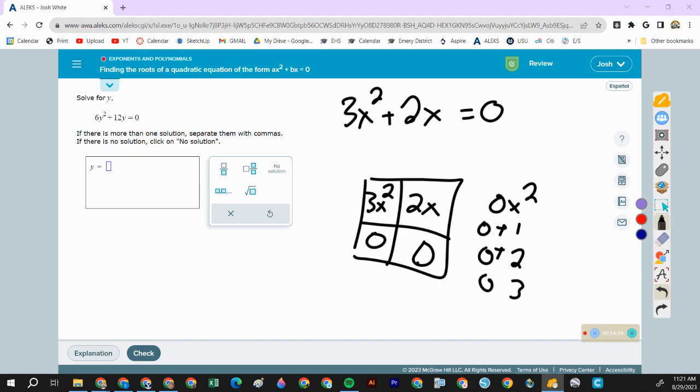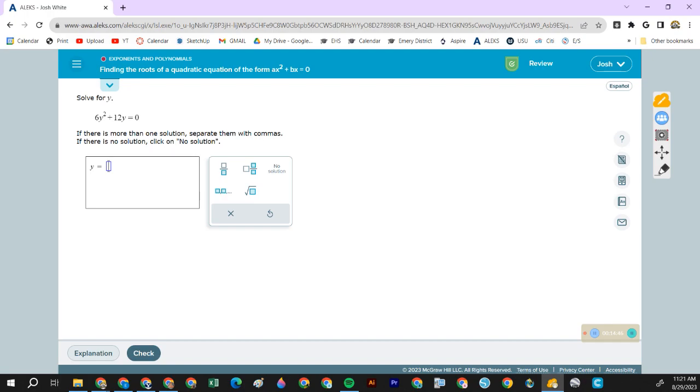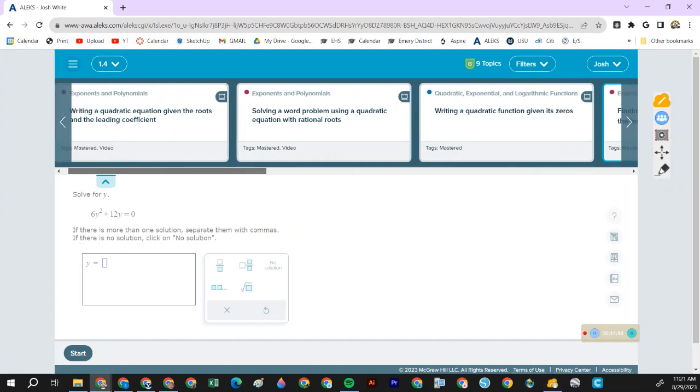So this would be, pull out an x, 3x plus 2, and 0. So it works. x equals 0, and x equals negative 2/3. So I don't recommend solving it that way. I would just pull out the x and then set each factor equal to 0.